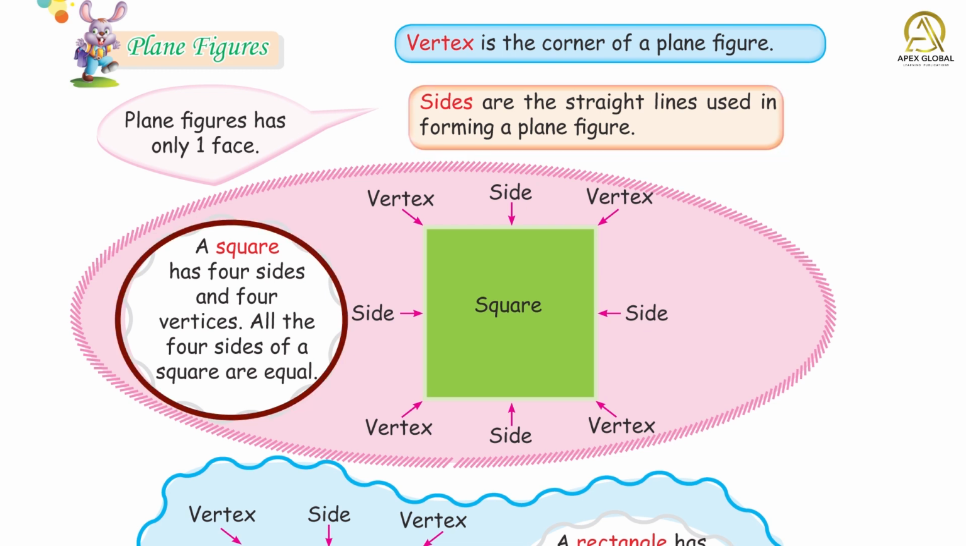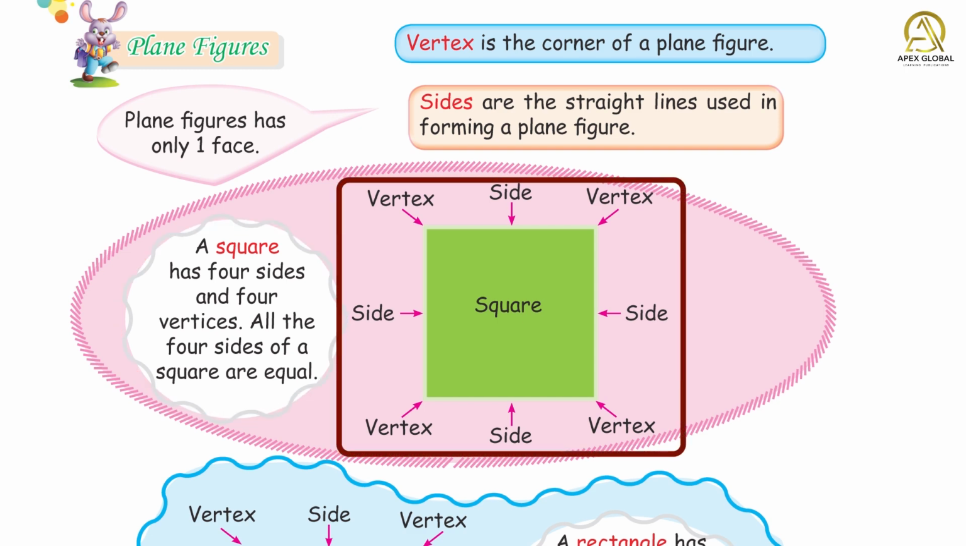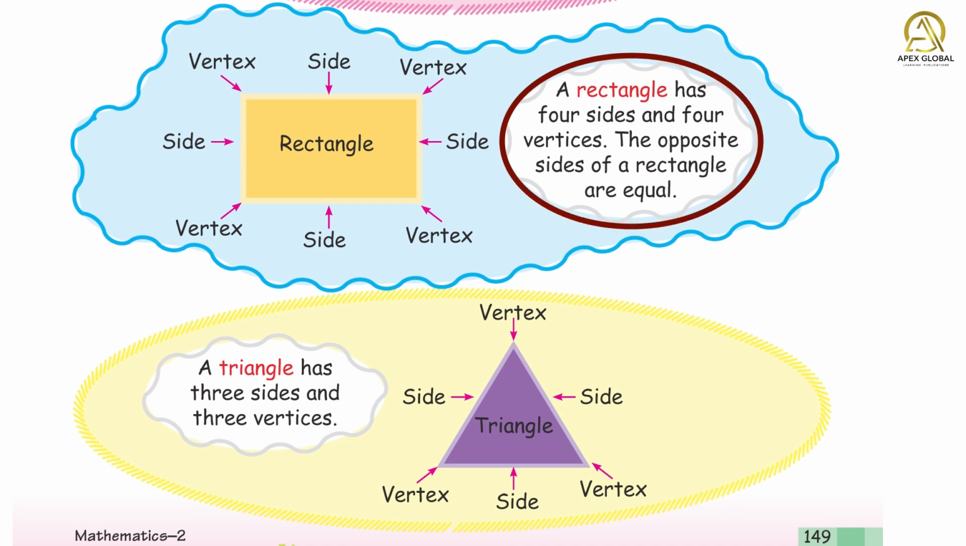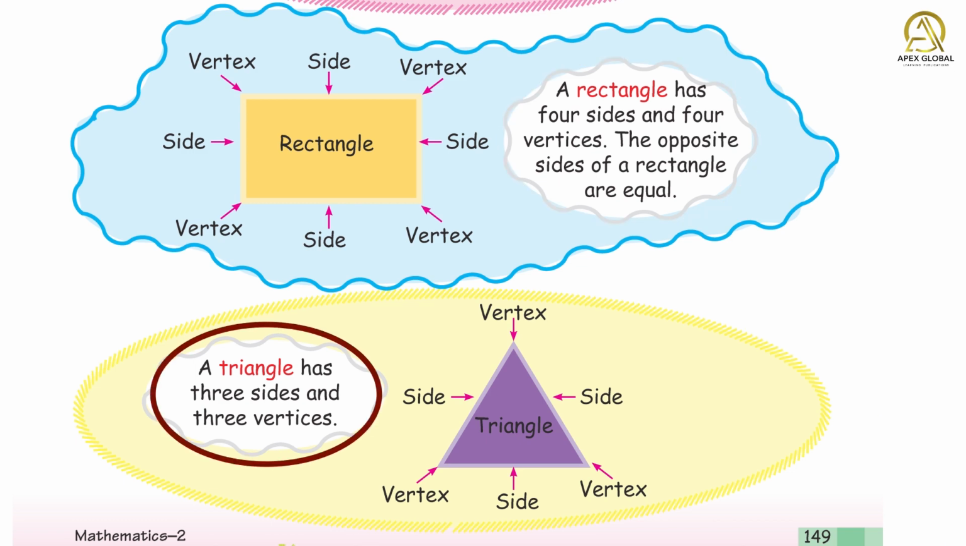A square has 4 sides and 4 vertices. All the 4 sides of a square are equal. A rectangle has 4 sides and 4 vertices. The opposite sides of a rectangle are equal. A triangle has 3 sides and 3 vertices.